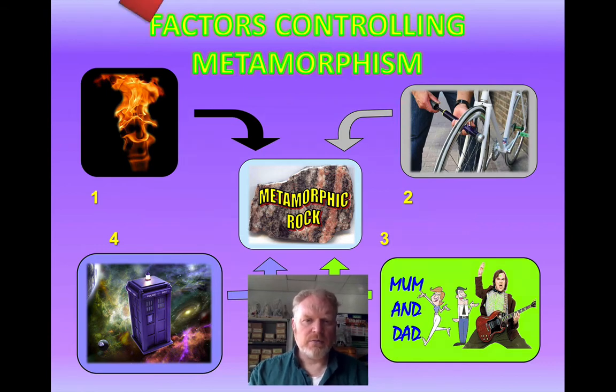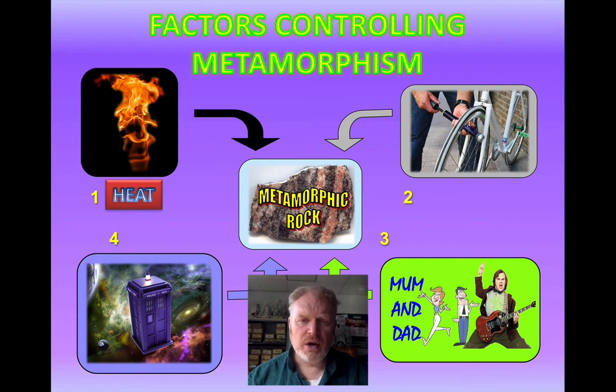The first one we need to consider is heat. And that can be the source of heat as well. Is it heat from deep within the earth? Or is it heat from being close to a large igneous pluton, for example? So the amount of heat applied to a rock will have an effect on how much metamorphism there is.